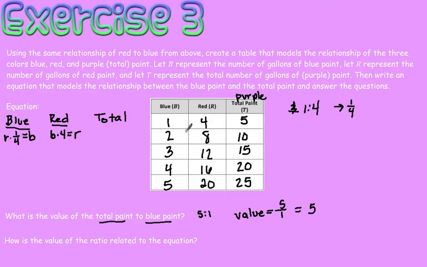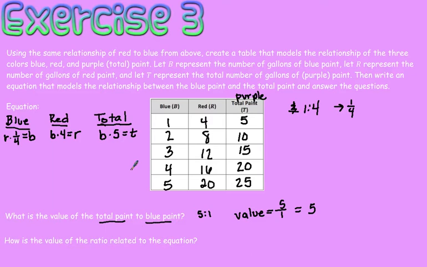Let's see if that works for everything else. Is 10 5 times the amount of 2? Is 15 5 times the amount of 3? Is 20 5 times the amount of 4? And is 25 5 times the amount of 5? In all of this, that is the case. So I know that if I want to find the total number of gallons, or my purple, I can take my blue paint times 5 and I get my total.